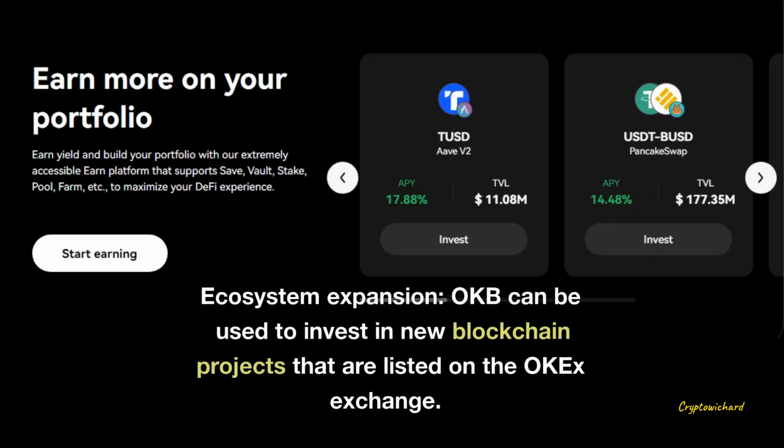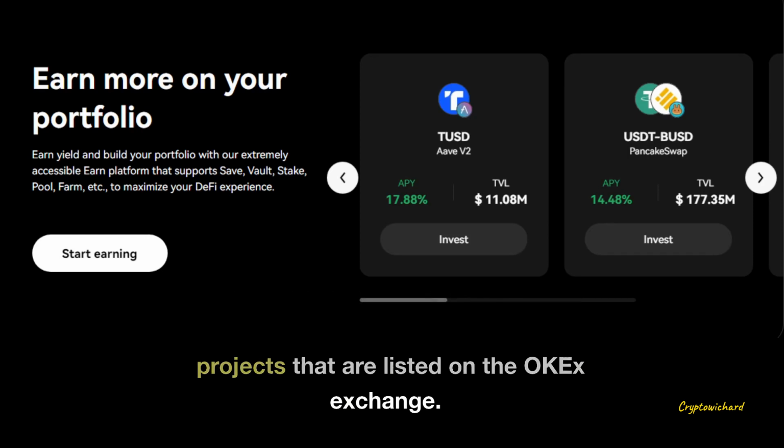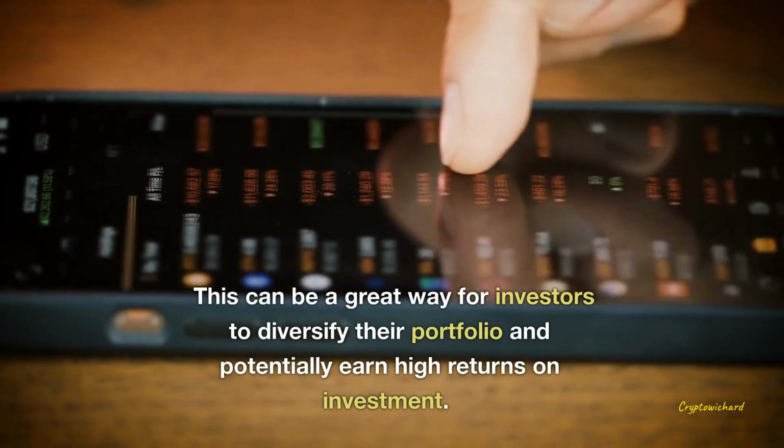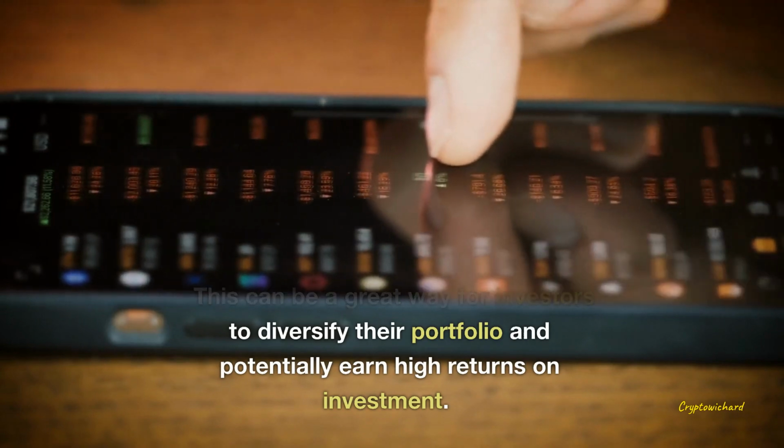Ecosystem expansion. OKB can be used to invest in new blockchain projects that are listed on the OKEX exchange. This can be a great way for investors to diversify their portfolio and potentially earn high returns on investment.